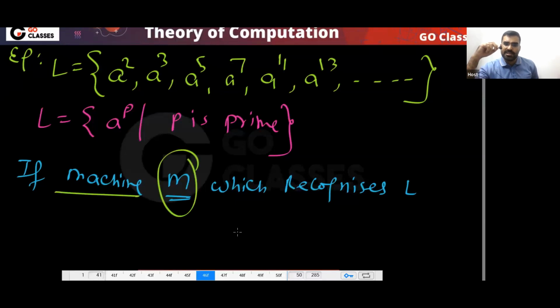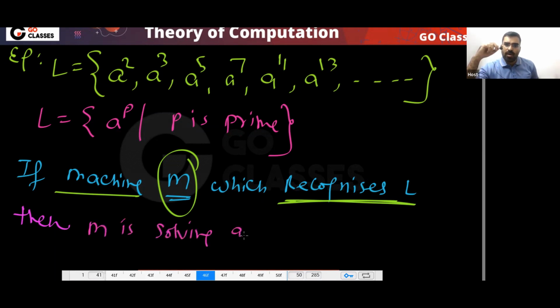If I give you a machine M which recognizes L, then what can I say about this machine M? I can say this is solving the problem of primality testing, detecting the prime numbers. Basically, I can say that M is solving a problem.